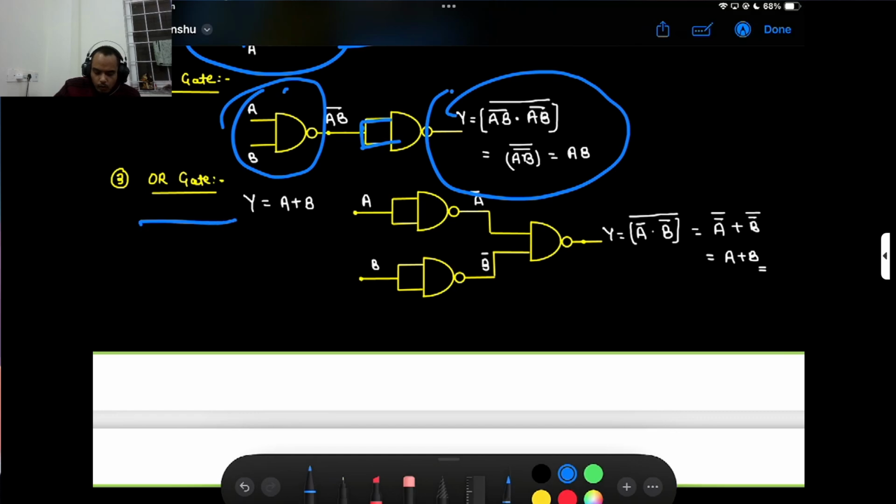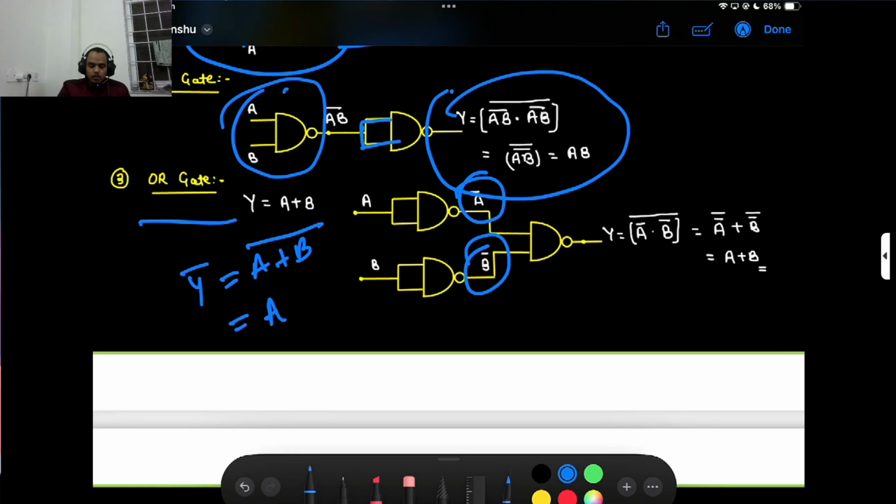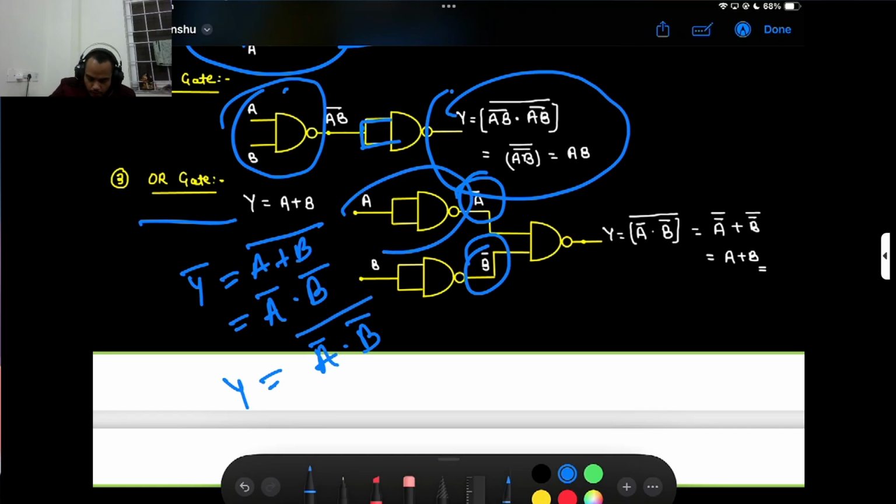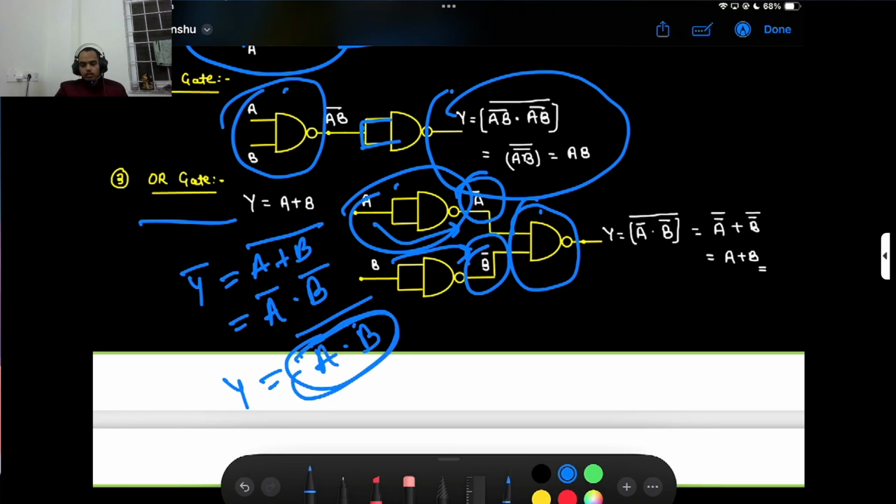Here is the OR gate. How do we make the OR gate? Y equal to A plus B. So we take A bar and B bar. Basically Y bar equal to A plus B bar, so A bar into B bar. So this is my output, and after that, Y equal to A bar into B bar whole bar. So here we take A bar and B bar, and these two are ANDed like a NAND gate. We can use one NAND gate.